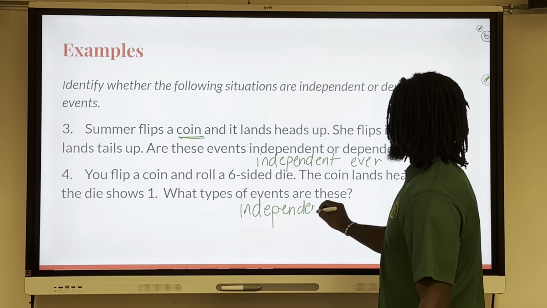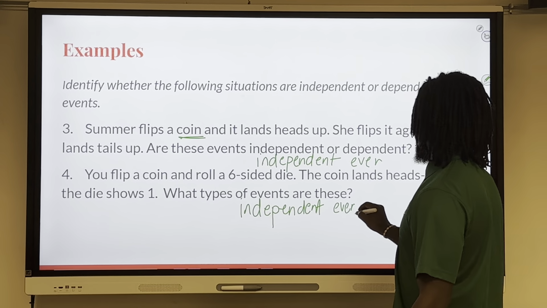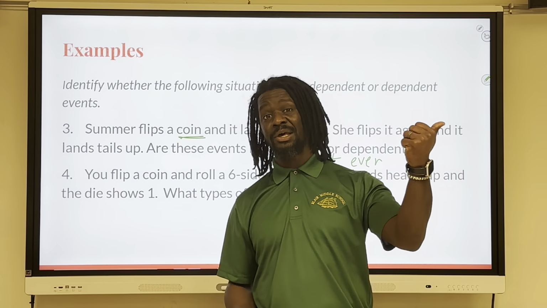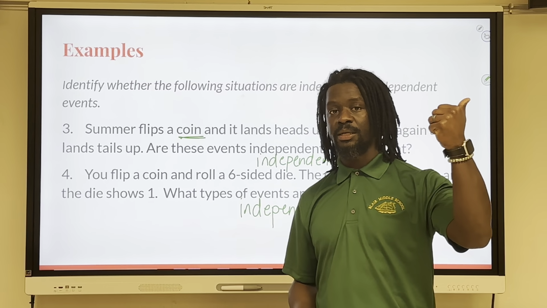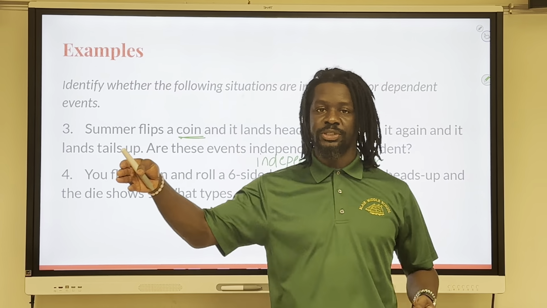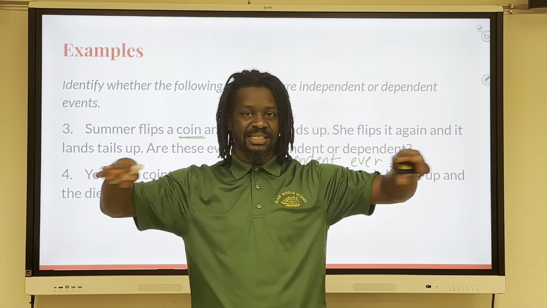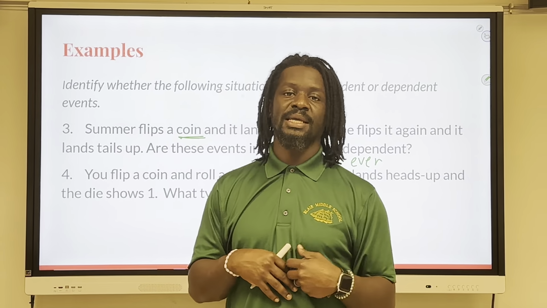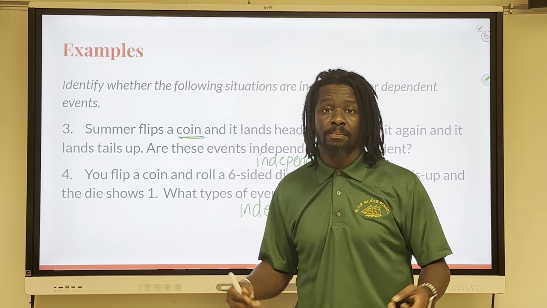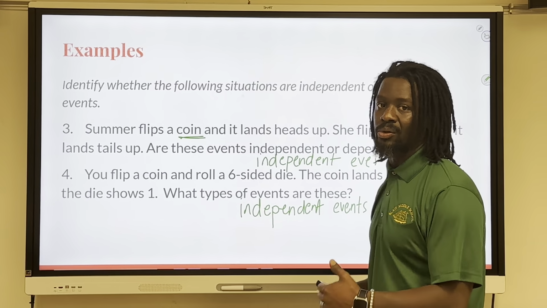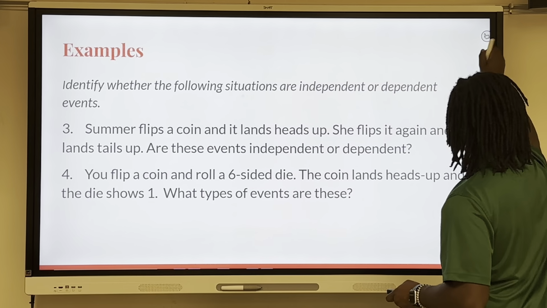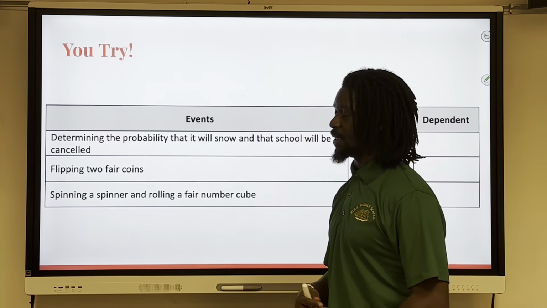Again, they're independent because each time I'm either going to get heads or tails on the coin, or I'm going to get 1 through 6 on the dice, right? That's it, okay? And those don't determine each other. The chance is not affected by what I get on the coin or what I get on the dice, okay?